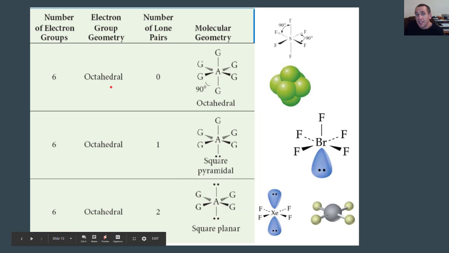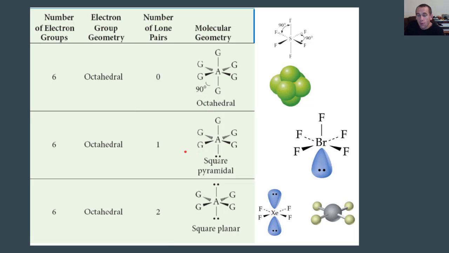And then we go to the octahedral groups, which are, remember, six pairs of electrons. If we have one non-bonding pair or a lone pair, then that comes off of the top or the bottom, and you are left with a square pyramid. If you have two, then the top and bottom come off, and you're left with square planar.